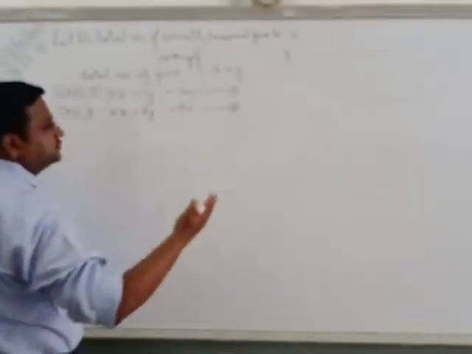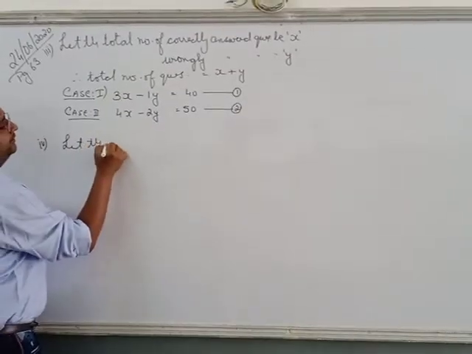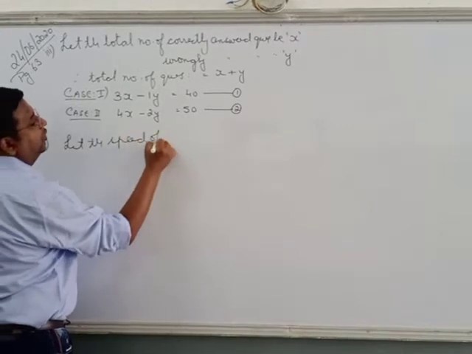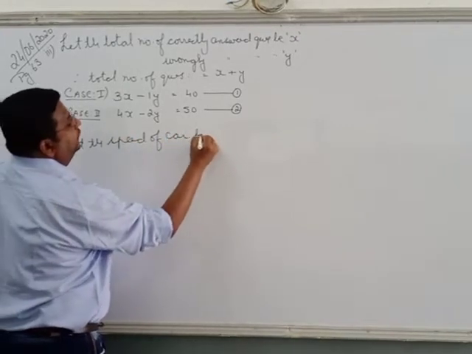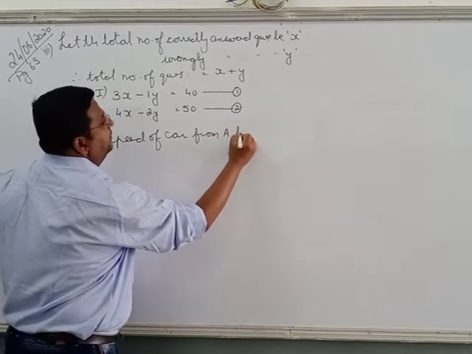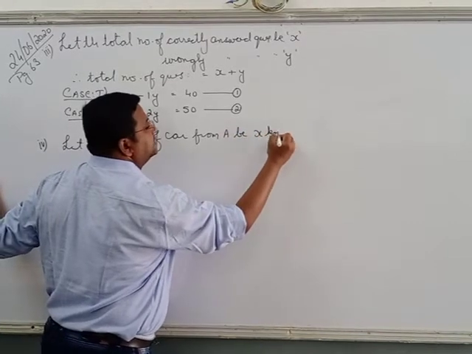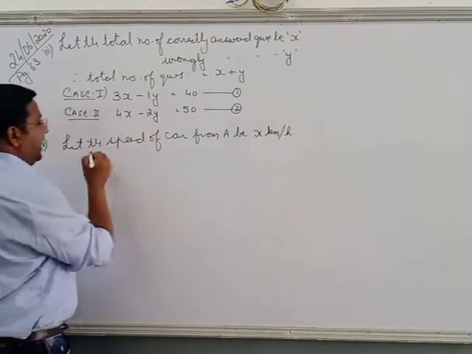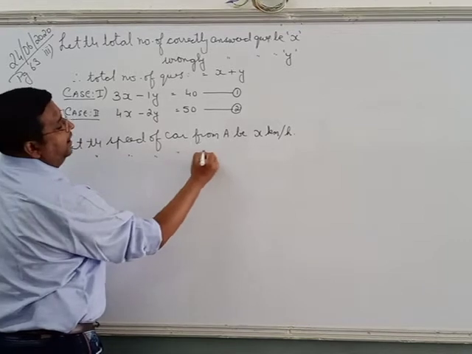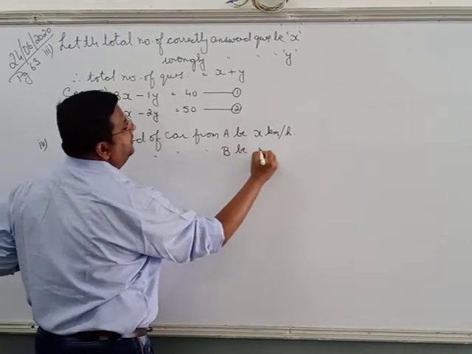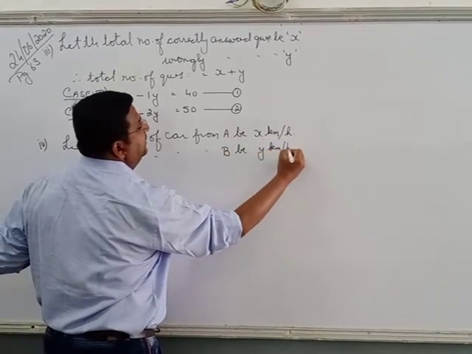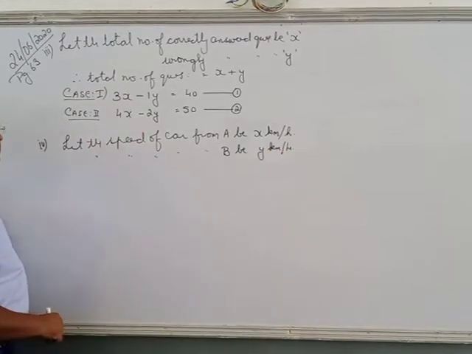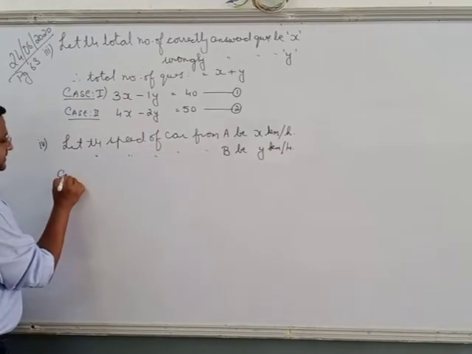So what is he telling us to find? He is telling us to find the speed. So let the speed of the car from A be X kilometers per hour and the speed of the car from B be Y kilometers per hour. Alright. Now again there are two cases.